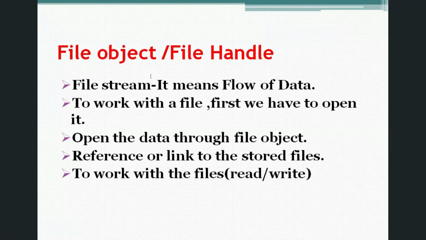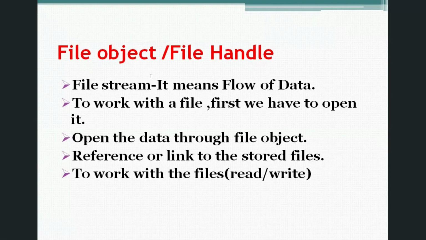A file object is nothing but a method to access and manipulate files. Using these file objects, we can read or write any files. Again, the file object is a method to access and manipulate the files, and we can use it for reading and writing into files.